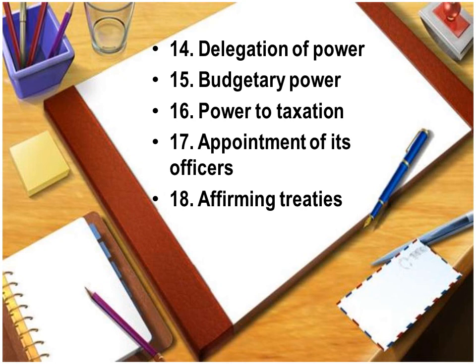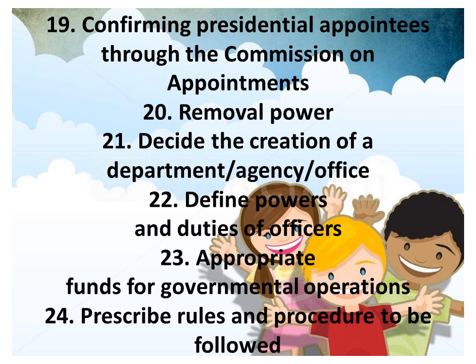The next one is the delegation of power, budgetary power, power of taxation, appointment of its officers, and affirming treaties. Confirming presidential appointees through the Commission on Appointments, removal power, decide the creation of a department, agency, and office, define power and duties of officers, appropriate funds for governmental operation, and prescribe rules and procedures to be followed.